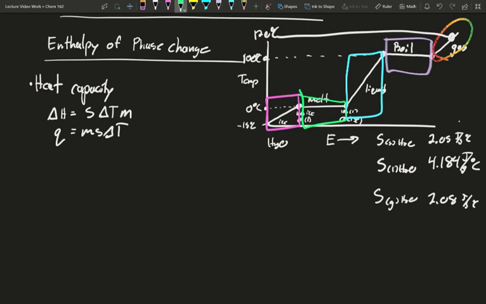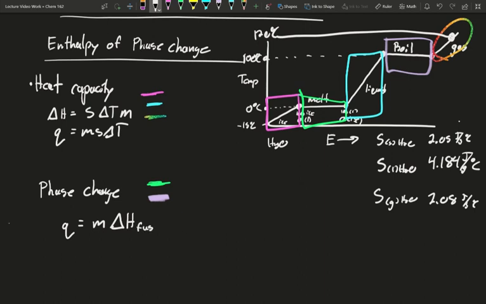However, if we want to go through a phase, so this covers our purple section, our blue section, and the multicolored at the end, if I want to go through the green section, the melting, or the violet section, the boil, for this, I need a phase change. For this, our calculation is that the energy is equal to the mass, whatever size our sample is, times the enthalpy of fusion if we are melting, or the mass times the delta H of vaporization if we are boiling.